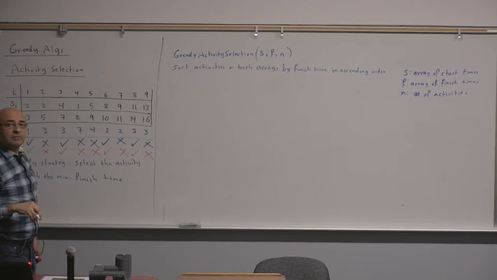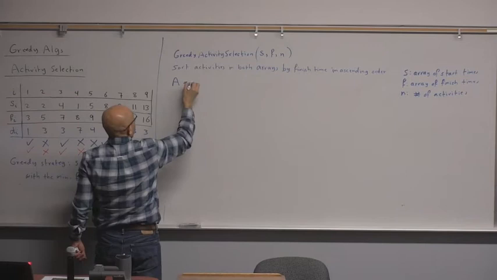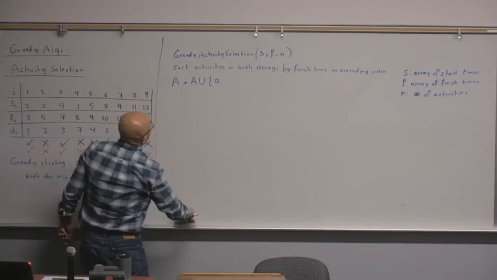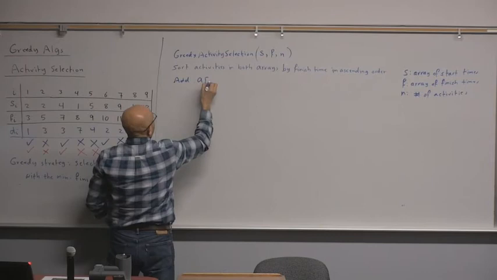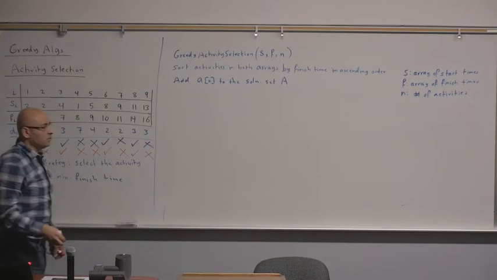So how did we construct this solution? We took the activity with the minimum finish time. So the first activity after sorting is going to be in the solution. So A equals A union activity A, or yeah, let's use different notation. Okay, add A of 0 to the solution set A. The solution set A.